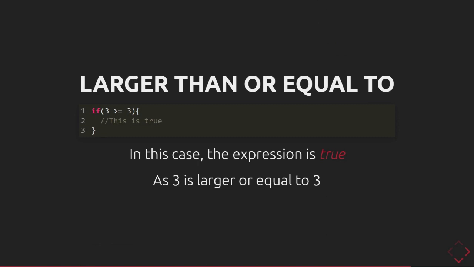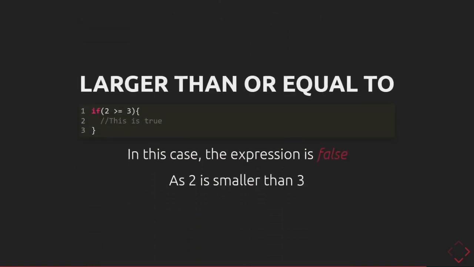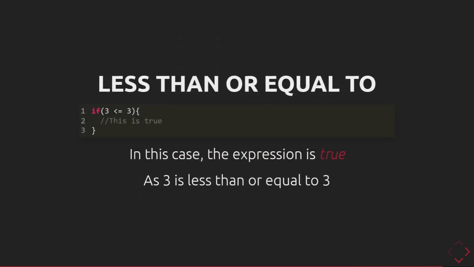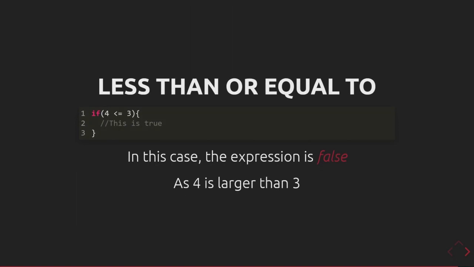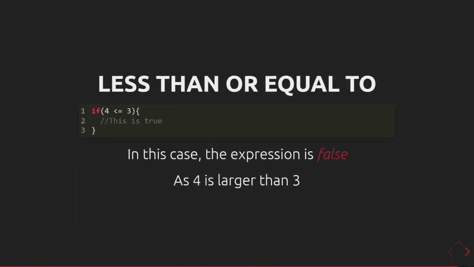This is the larger than or equal to. In this case we can see that 3 is in fact larger than or equal to 3, as 3 does equal 3, so that is true. Here we can see a false. 2 is not greater than or equal to 3. Same with the less than or equal to. In this case 3 less than or equal to 3. This is true as 3 is equal to 3. Less than or equal to, we can check again here, the 4 is not less than or equal to 3, so this is false.